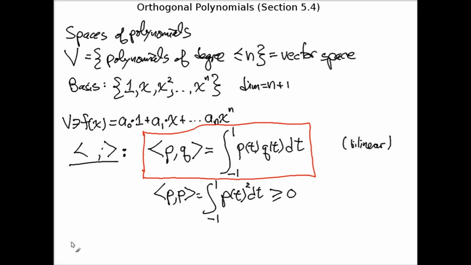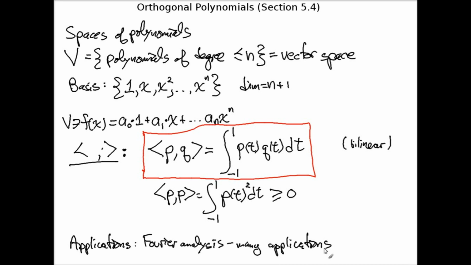We'd like to study some properties of these spaces. And I'll just mention that these things come up a lot in applications, for example, in Fourier analysis, where you basically decompose a function into a linear combination of other functions, and there are many applications of this. Maybe I'll get a chance to talk about a couple of these applications, but for now, let's just look at the mathematics of these spaces of polynomials.